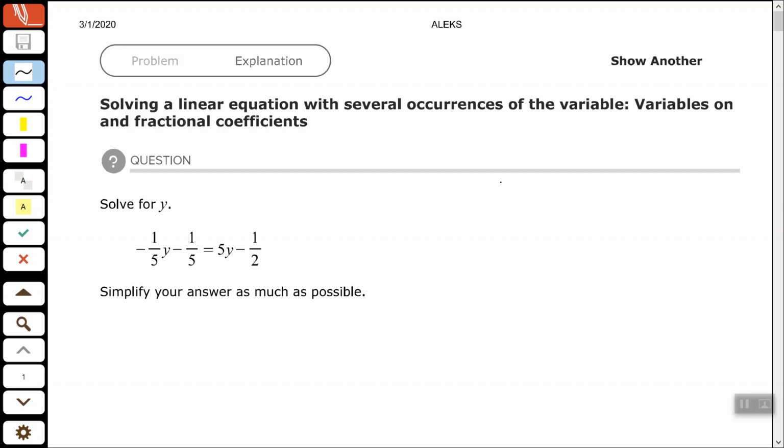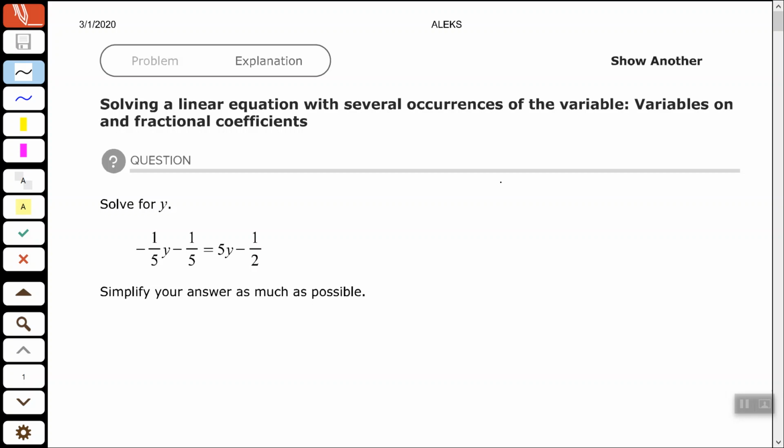In this video, we're going to look at solving a linear equation with several occurrences of the variable. So when we start solving these rational equations, if you have a variable in your denominator, then you need to identify the excluded value or values first and then solve the equation. In this particular case, we don't have a variable in our denominator. So what I would do is clear the fractions.